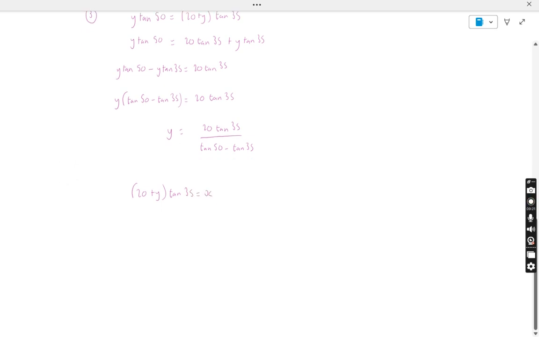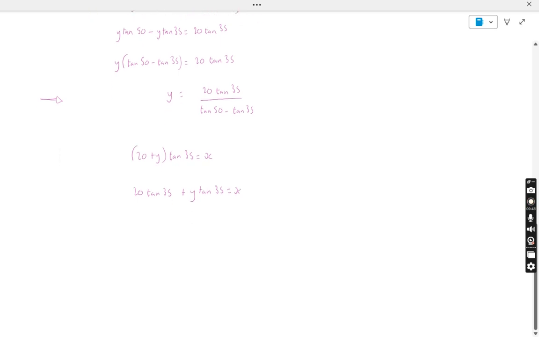equals x. Now before I substitute in, I'm just going to rearrange the equation that I just wrote, to break it up a little bit. So I'm going to have 20 tan 35 plus y tan 35 equals x.